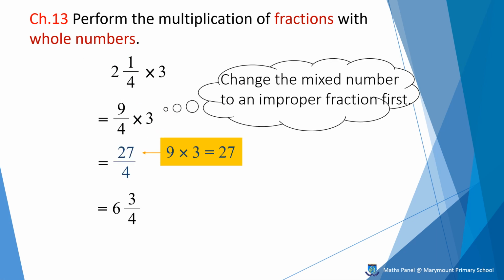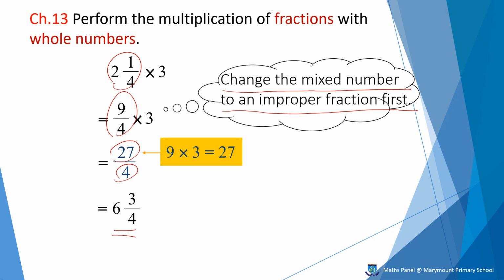Sometimes to perform the multiplication of fractions with a whole number, it might be a mixed number times a whole number. So you have to change the mixed number to an improper fraction first. That is, change 2 and 1 over 4 into 9 over 4 first, and then times 3. Then 9 times 3 equals 27. Denominator remains unchanged, which is 4. So change the improper fraction back into a mixed number, which is equal to 6 and 3 over 4. That's the answer.